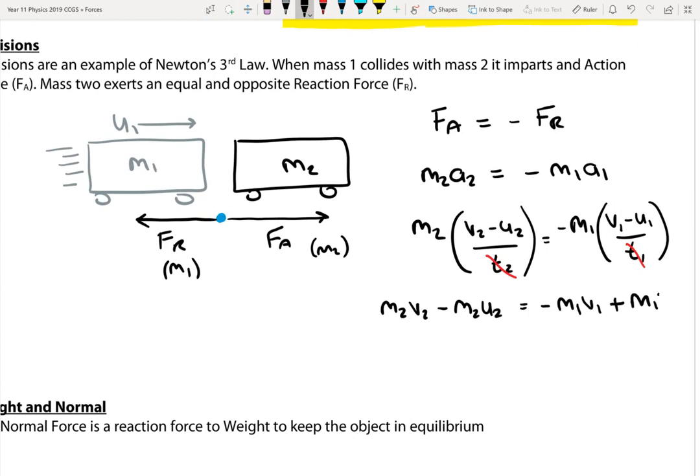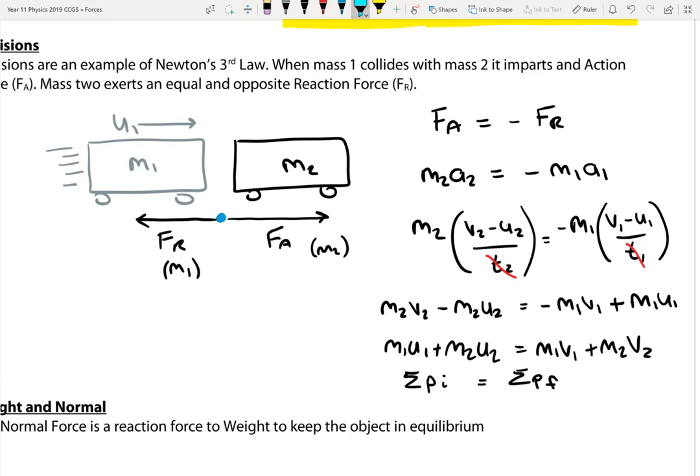plus M1 U1. Now, if I put all the U's on one side and all the V's on the other, we get M1 U1 plus M2 U2 equals M1 V1 plus M2 V2. This is the sum of momentum initial equals the sum of momentum final. This is called conservation of momentum, which we are going to learn later.